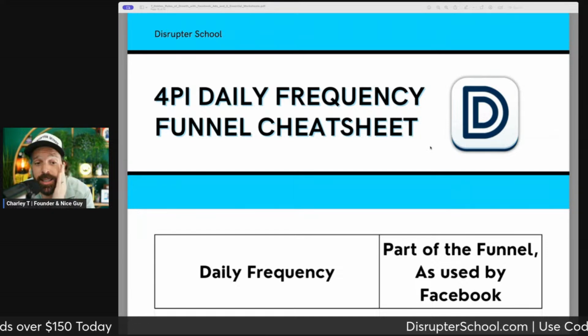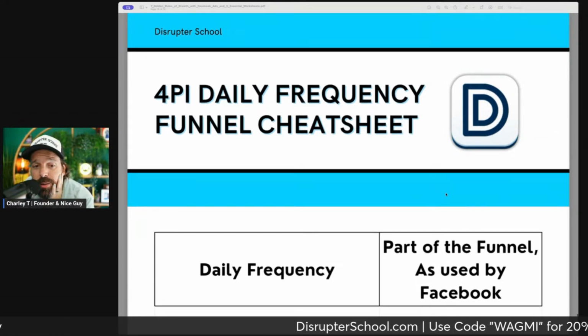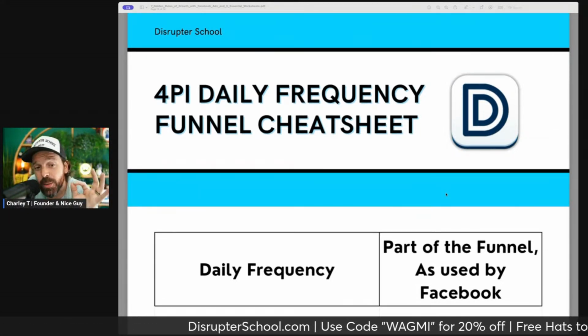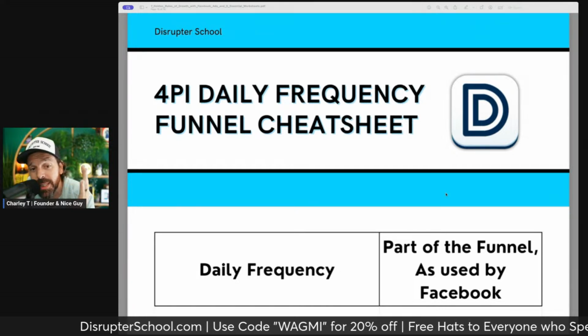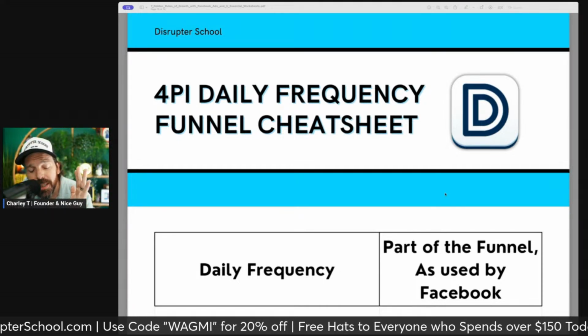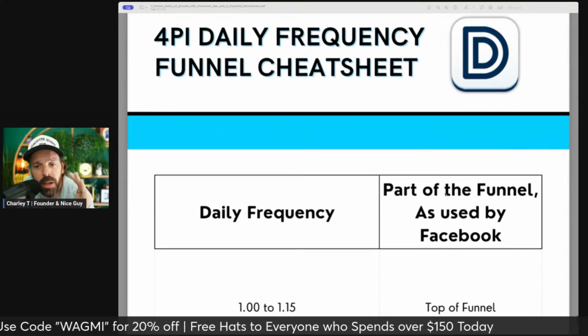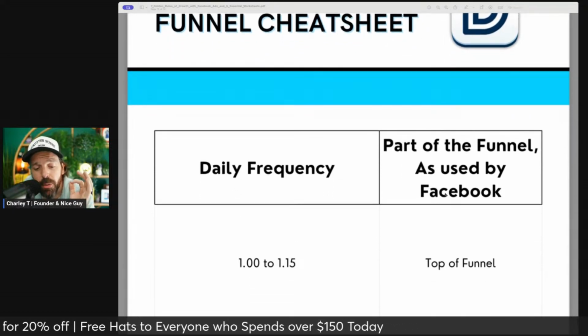Otherwise, you're not going to get the information you need. So 4PI is frequency, spend, CPM, and CPA. The first thing we're going to tackle today is frequency. Now, this is the part of the funnel and how it's being used by Facebook.